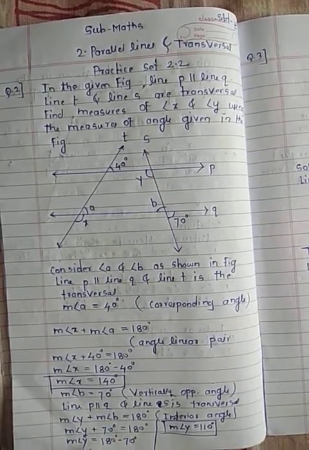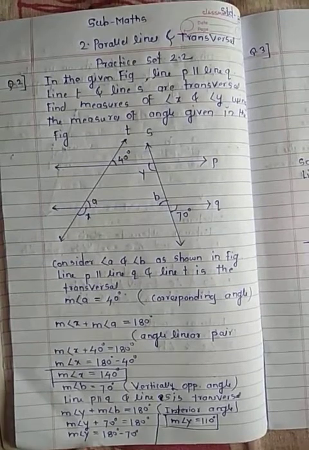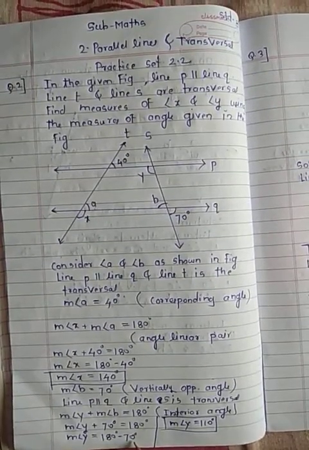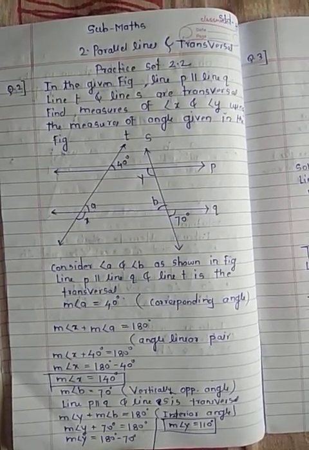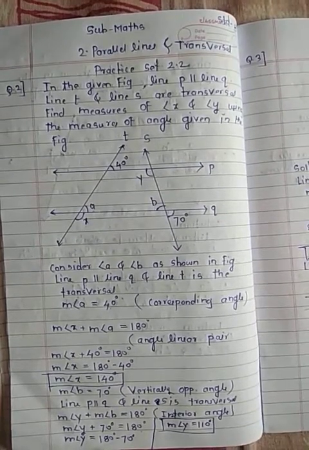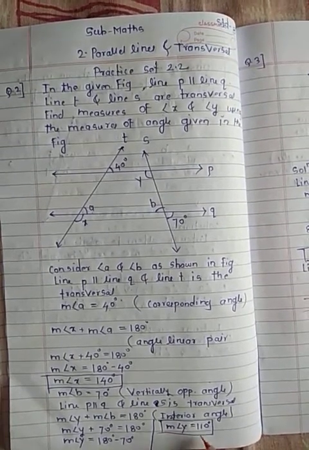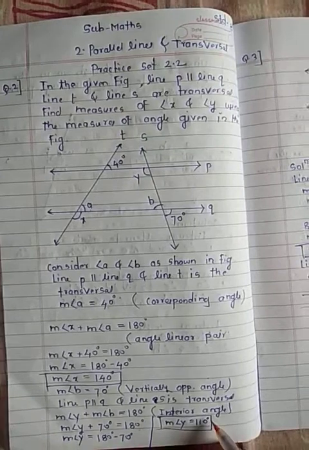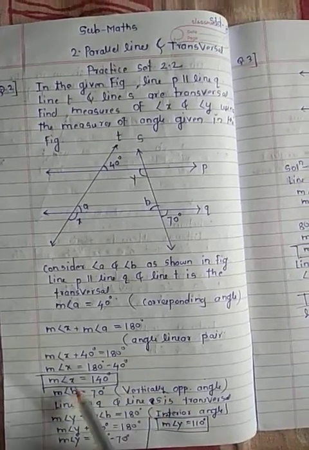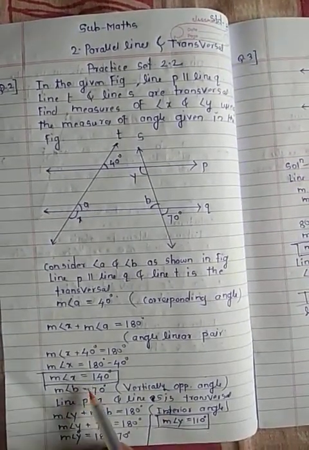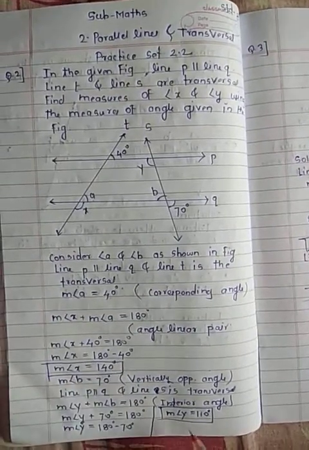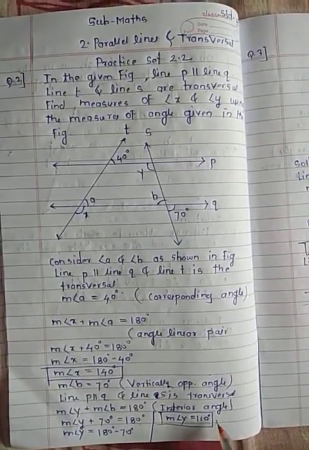So measure of angle Y is equal to 180 minus 70 degrees. 70 goes to the right side, so it becomes negative. So 180 minus 70, measure of angle Y is 110 degrees. So students, we had to find the measure of angle X and Y only. Measure of angle X is 140 degrees and measure of angle Y is 110 degrees.